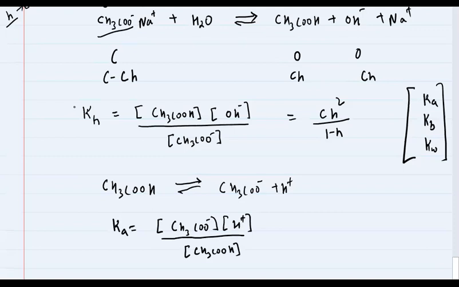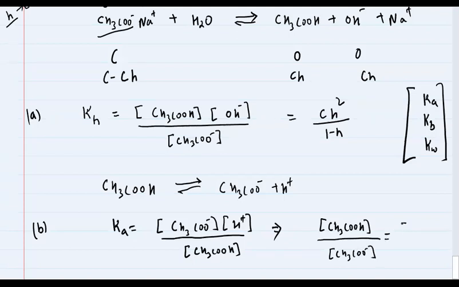So let's consider this is equation number A and this is equation number B. Right, everyone? Let's rearrange this equation a bit. Can I write it like this? Concentration of CH3COOH divided by concentration of CH3COO minus is equal to concentration of H plus divided by Ka.